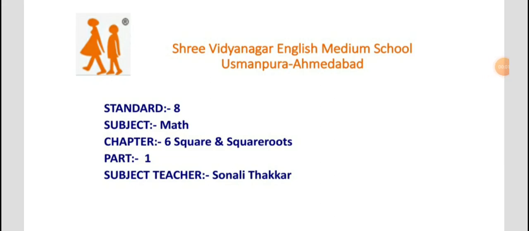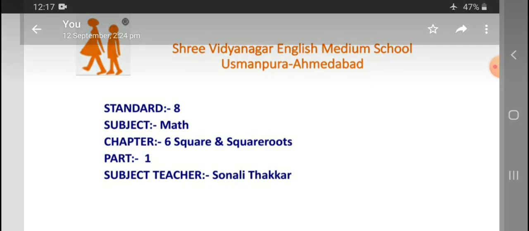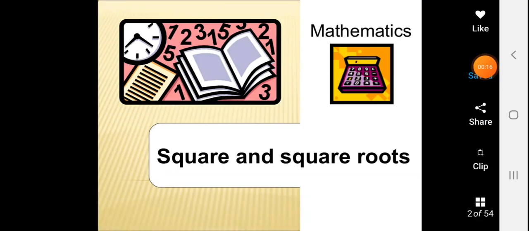My dear students, today let's begin with chapter 6, class 8 maths, Squares and Square Roots, part 1. Let's start. Now, squares and square roots. Previously we have done cubes and cube roots. Cubes and cube roots show the power of 3. Here, squares and square roots show the power of 2.